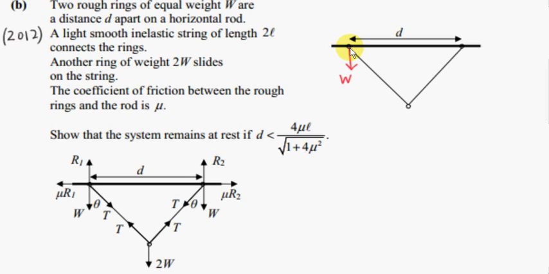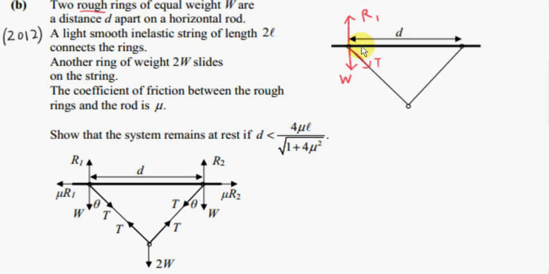So this ring has weight W and the string is pulling on the ring. Let's call that force T. It's directed away from the ring and along the string. Now there's a contact force between the ring and the horizontal rod that's perpendicular to the surface of contact. So the force on the ring due to the rod is upwards. We call this R1.